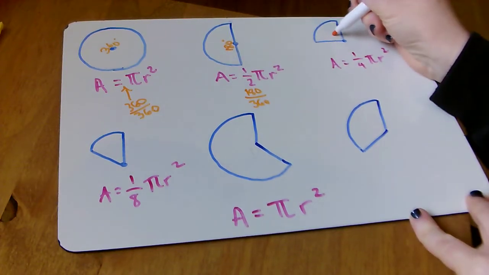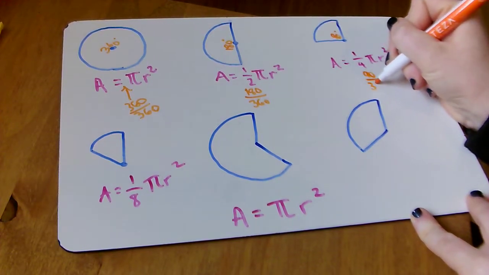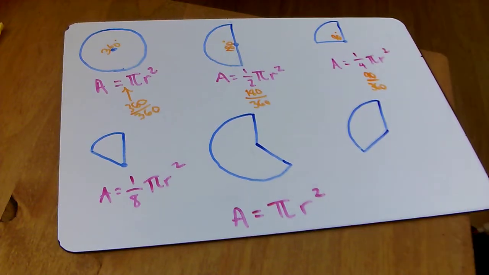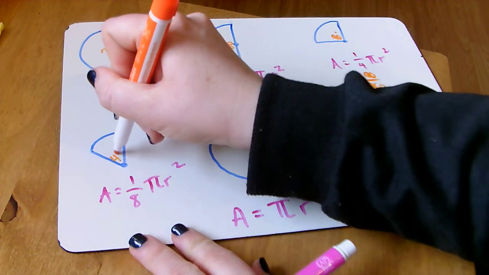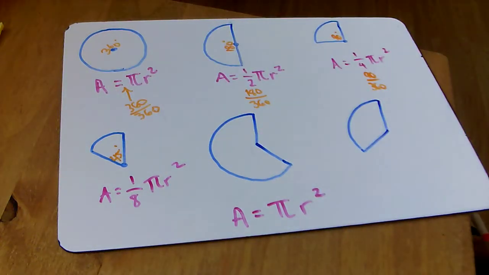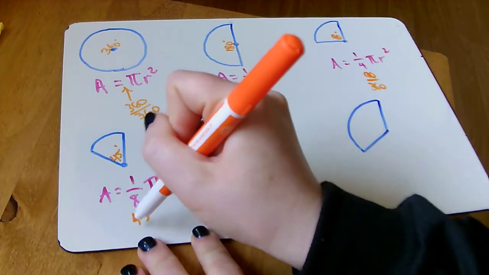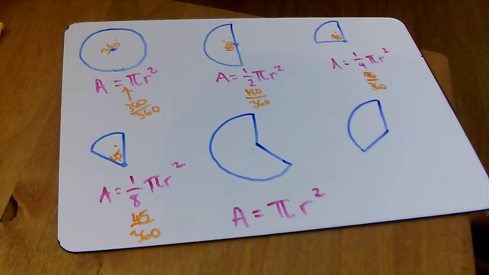For a quarter circle, we know the angle at the centre is 90, and 90 over 360 simplified is a quarter. For an eighth, we know that the angle is 45, and 45 over 360 gives us 1/8.